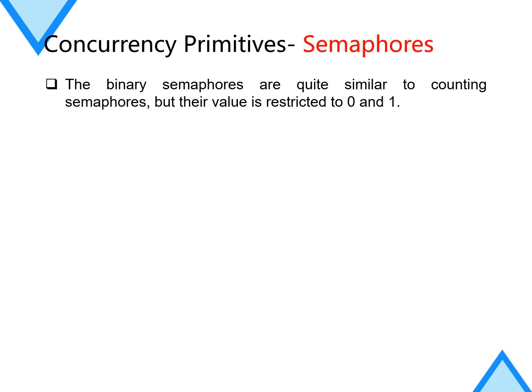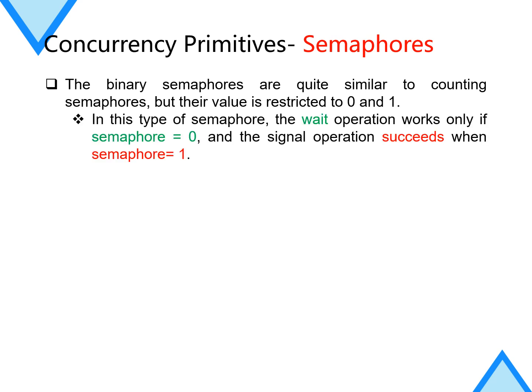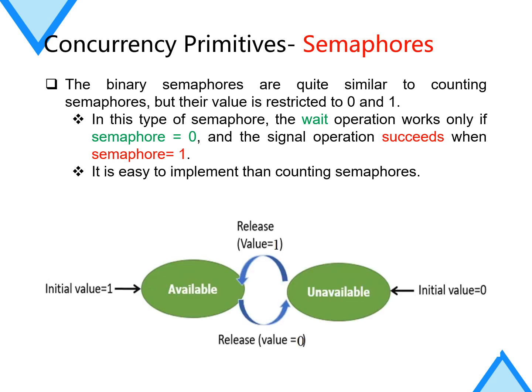Now we are going to discuss the binary semaphore. The binary semaphore is quite similar to the counting semaphore, but its value is restricted to 0 and 1 only. In this type of semaphore, the wait operation works only if the semaphore equals 0, then the thread has to wait, and the signal operation succeeds when the semaphore value becomes 1, so it will pass the signal. It is easy to implement with a counting semaphore.